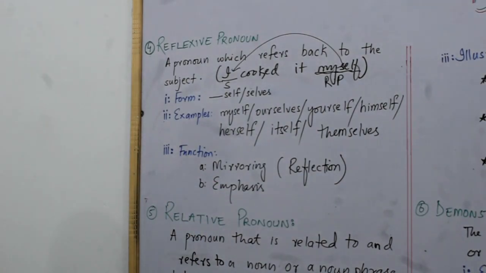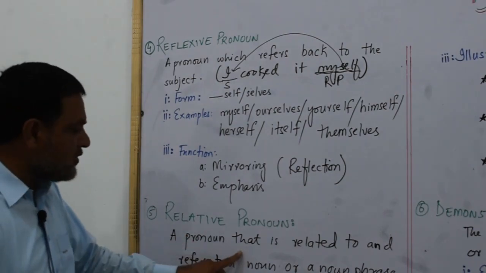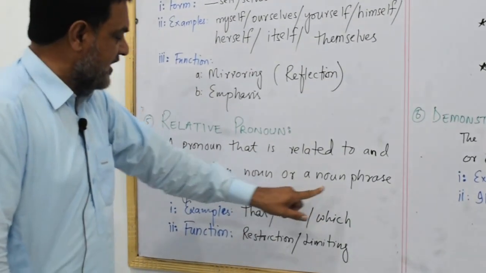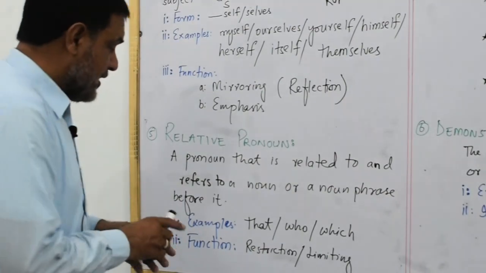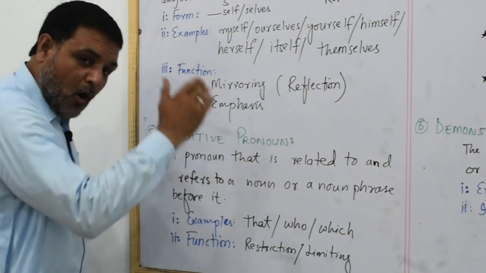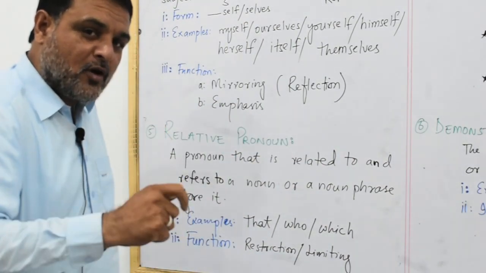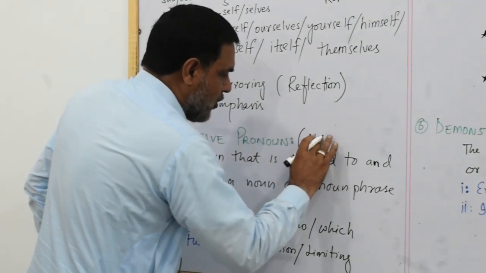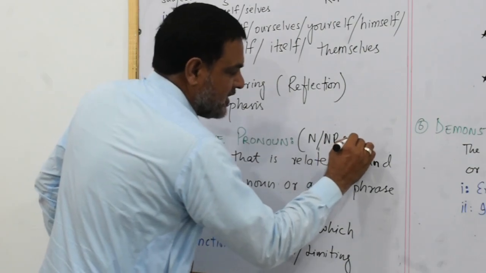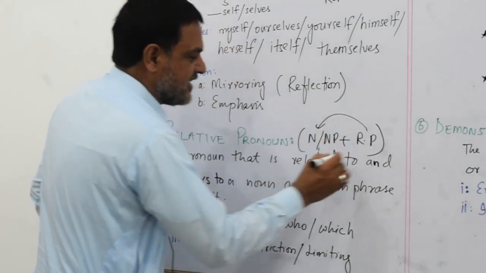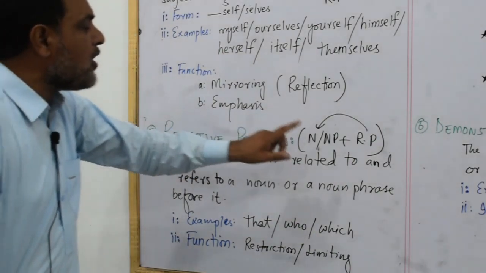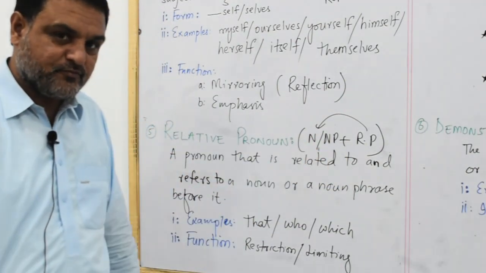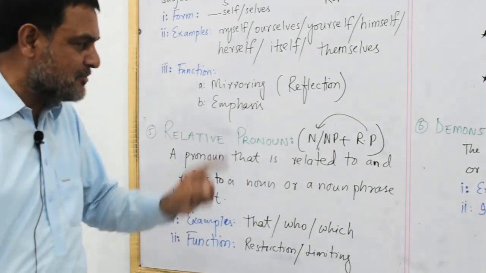Let's talk about relative pronouns. What is a relative pronoun? A pronoun that is related to and refers to a noun or a noun phrase before it. So basically a relative pronoun always comes after the noun or pronoun towards which it refers. For example, we can say noun or noun phrase plus a relative pronoun, and this is exactly the case. So a relative pronoun always comes immediately after the noun or pronoun to which it refers. That is something that you need to keep in mind.